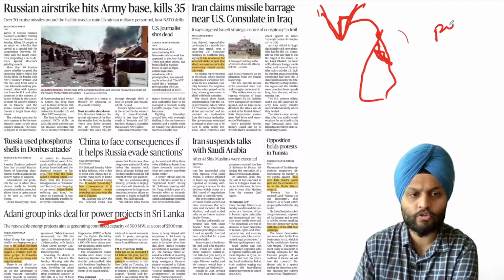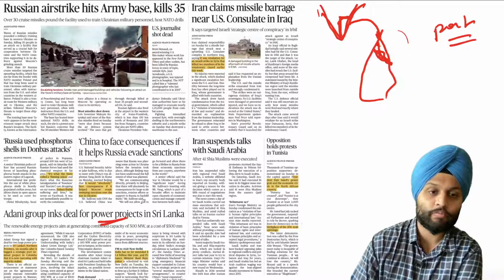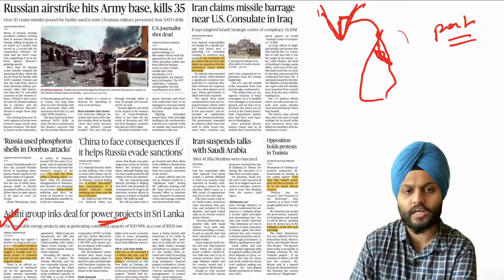Furthermore, they are also getting access to a port. Now, no formal announcement has been made, but it is said that a deal has been done.